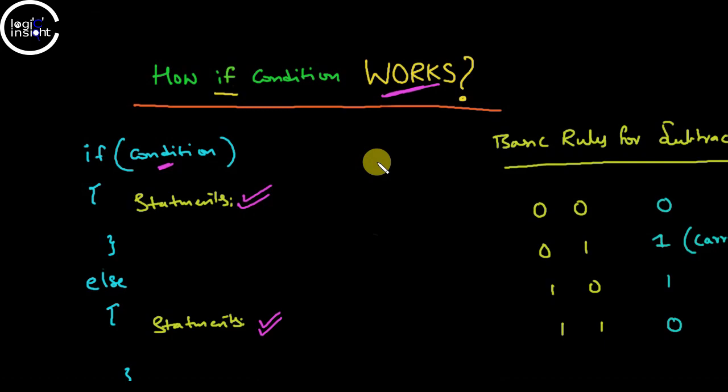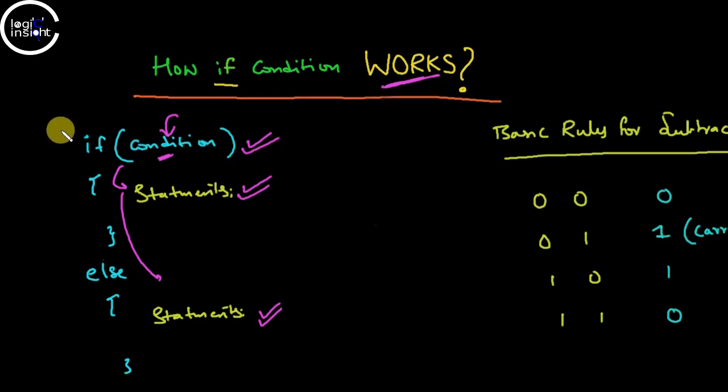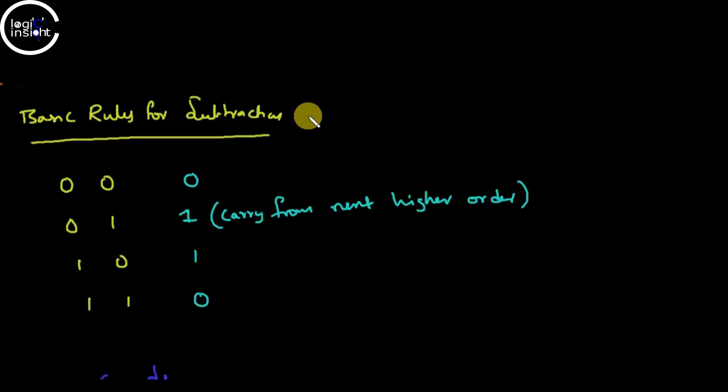But my interest in this video is how exactly the if condition works. If we have given a condition, how does it know whether to go here or here? That is the main interest in this video. In order to understand that, I need to tell some basic rules, the rules for subtraction. Why I'm telling these rules, we'll get to know.